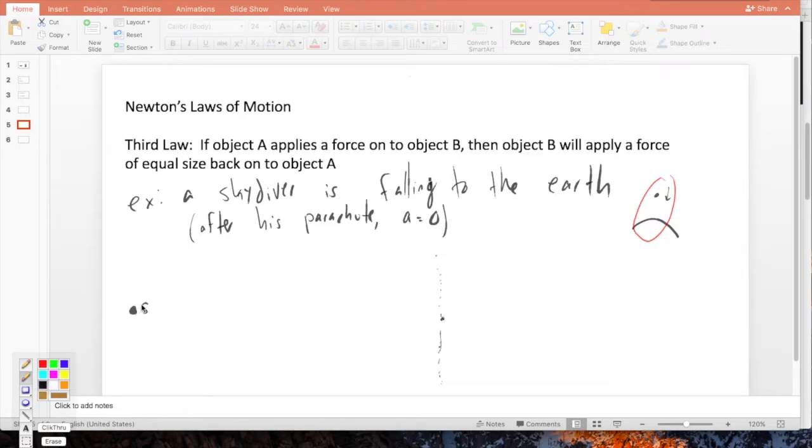So what is the force acting on the skydiver? Force of gravity, going down. The type is gravity, felt by the skydiver, dealt by the Earth. Where's that force of gravity coming from? The Earth.